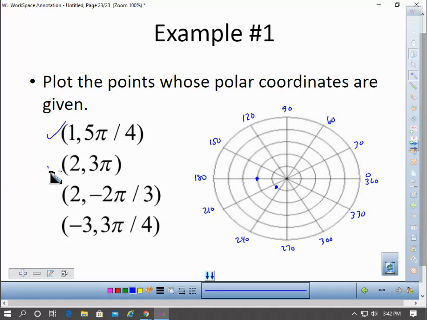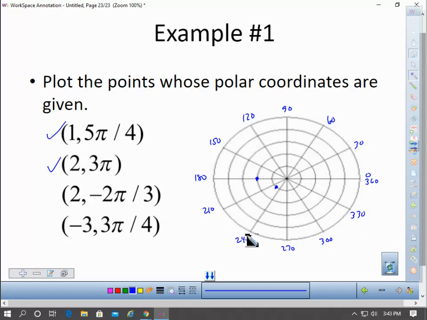Okay. Now I want to be at negative 2 pi over 3. So pi over 3 is 60, and times negative 2 is going to put me at negative 120. Negative 120 is the same as positive 240. So I'm going negative 120.